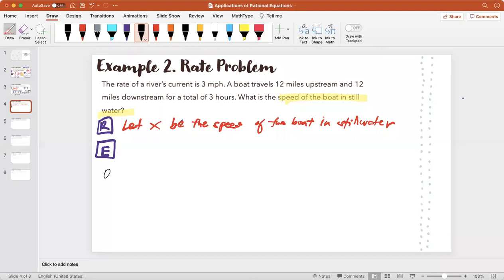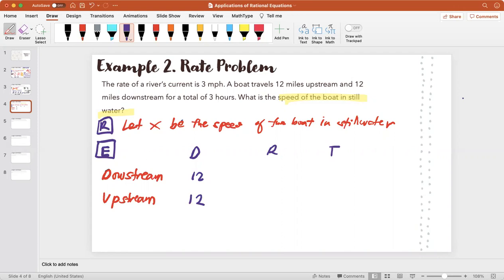Let's have this as your downstream, the first row for the downstream. Then this is for your upstream. You have distance, rate, time. What's the distance downstream? How many miles is downstream? It's 12. Same with your upstream, it's also 12.